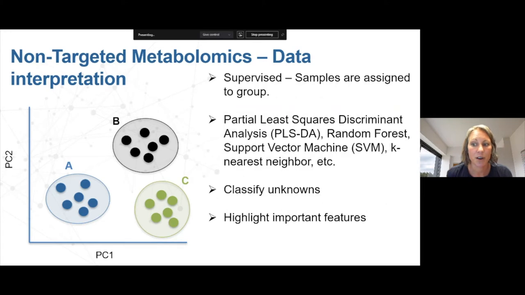We can also use more advanced statistical models and machine learning algorithms to create predictive models based on metabolite data. So these types of models can be used, for example, to classify unknowns or to highlight important metabolites or data features that are contributing to the separation between groups as they are defined in the model. So these models are what we would call supervised. So samples are assigned to a group, and then we build the model around these assignments.